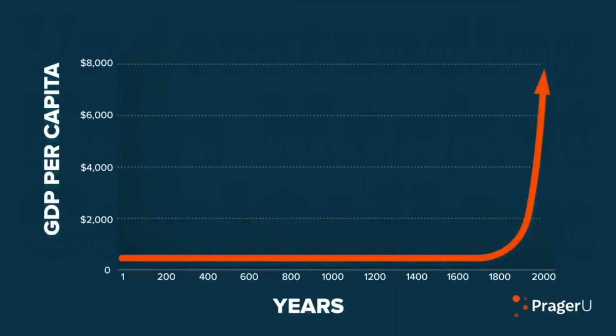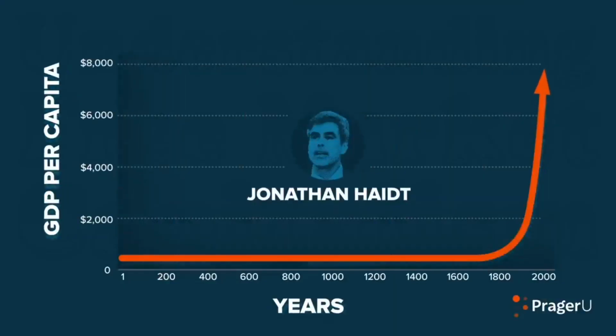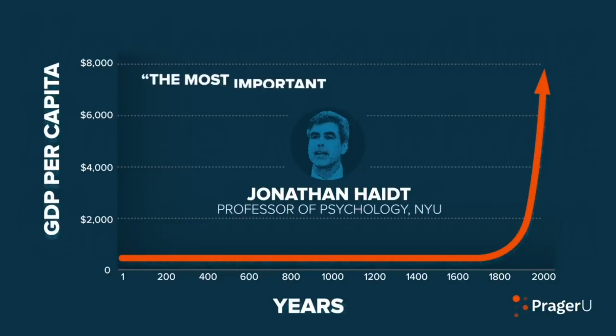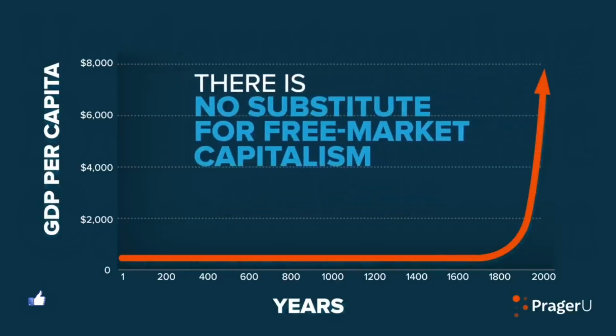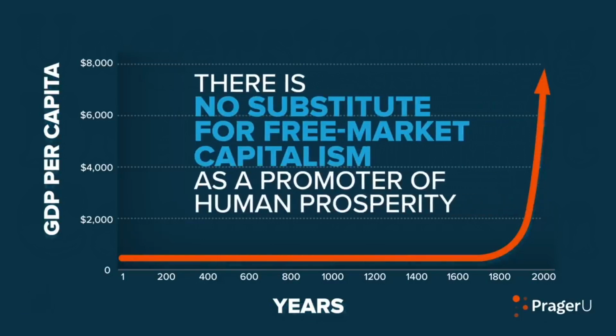Take a close look at this. Jonathan Haidt, the noted New York University psychologist, calls it the most important graph in the world. Why does he say that? Because he knows this graph reveals a simple, inescapable fact. There is no substitute for free market capitalism as a promoter of human prosperity.